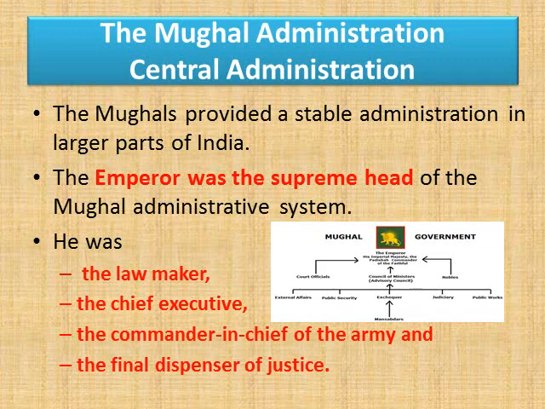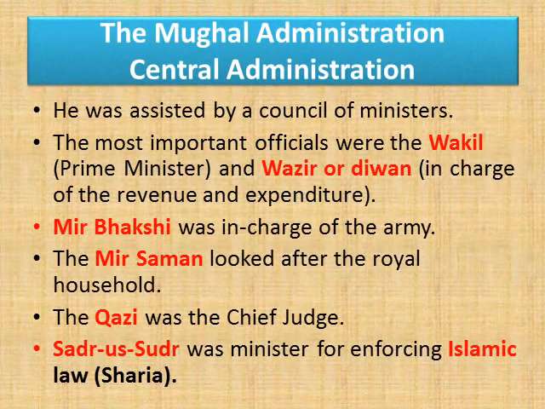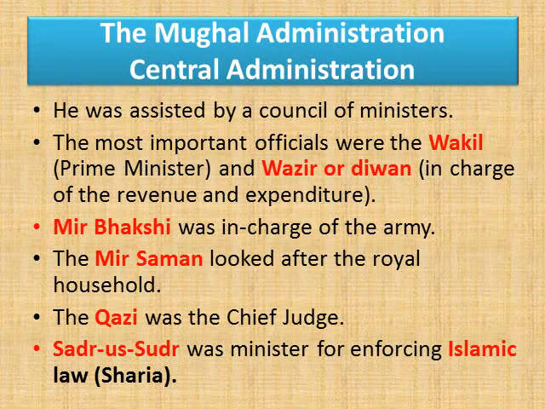Dear children, although he was the supreme authority, the king was assisted by a council of ministers. The most important officials were the Wakil, the Prime Minister, and the Wazir or Diwan, who was in charge of revenue and expenditure. There were other ministers in charge. Mir Bakshi was in charge of the army. Mir Saman looked after the royal household. The Qazi was the chief judge. The Sadr-us-Sudr was the minister for enforcing Islamic law, that is Sharia.